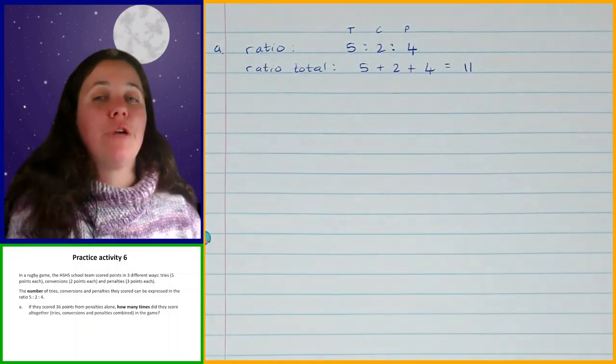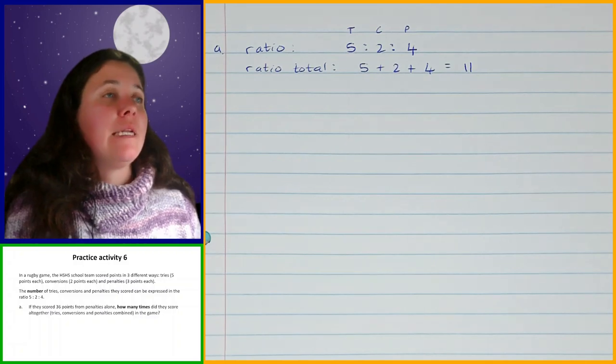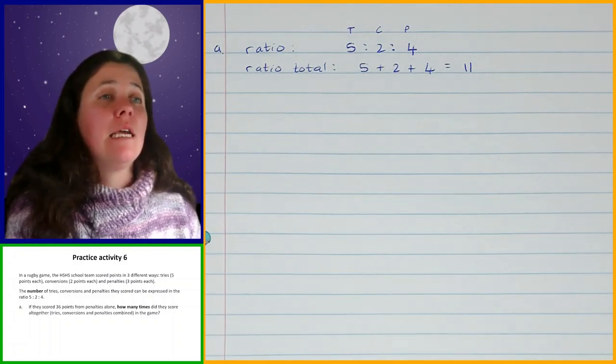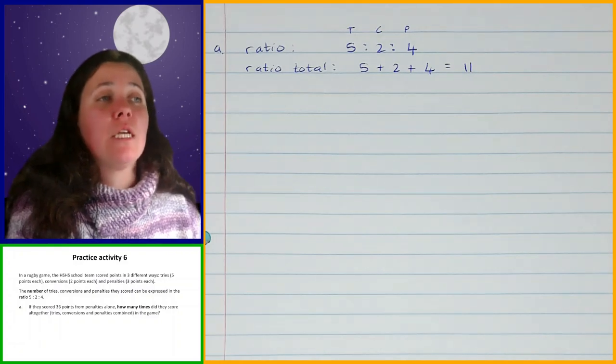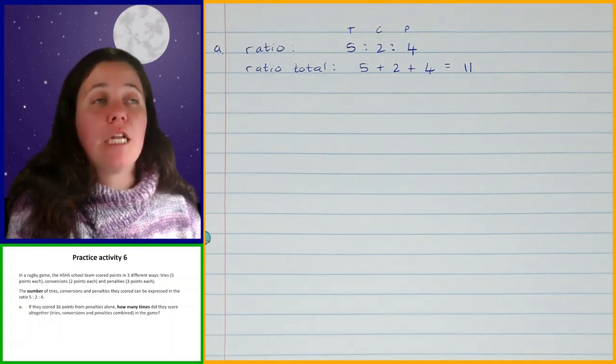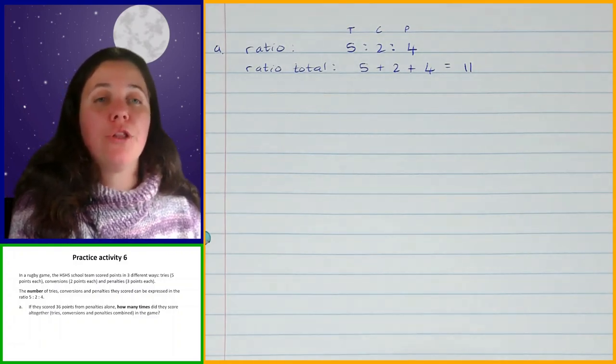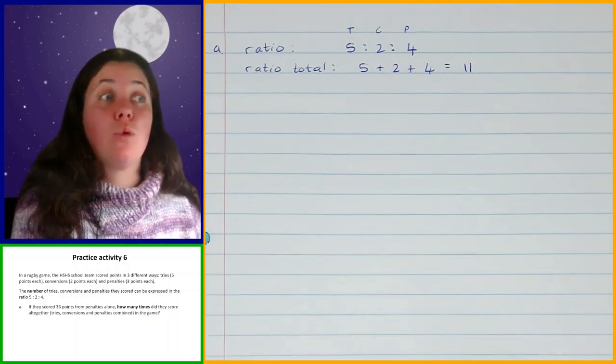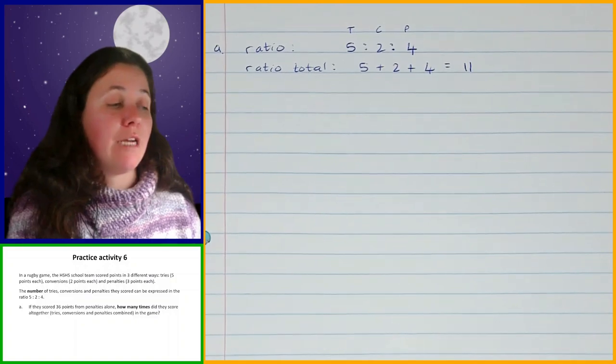Okay, so now I have my ratio and I have my ratio total. Now, the information that they have given me so far is that they scored 36 points from penalties. Be aware that the 36 points is not the number of penalties. That is what those penalties were worth, in terms of actual points.